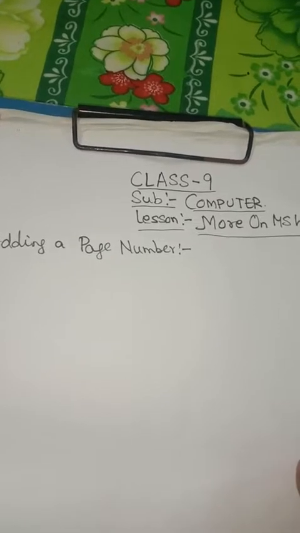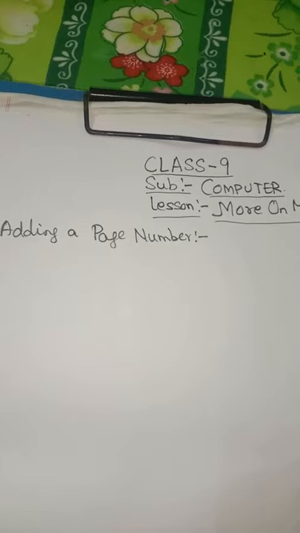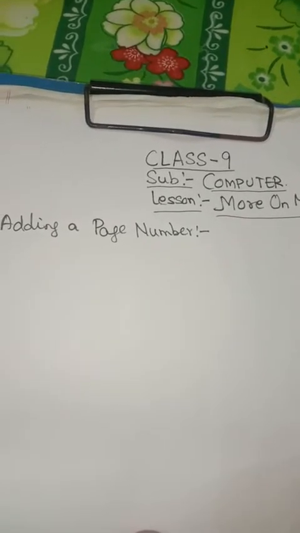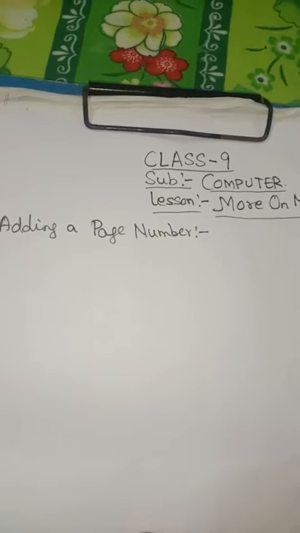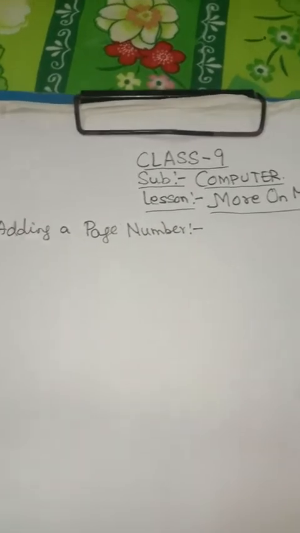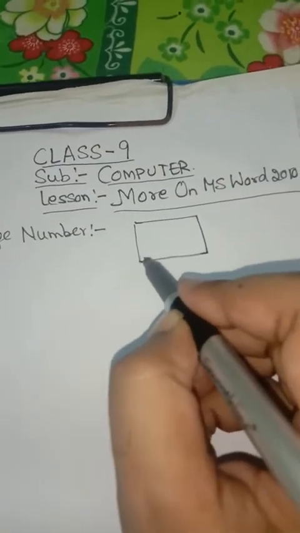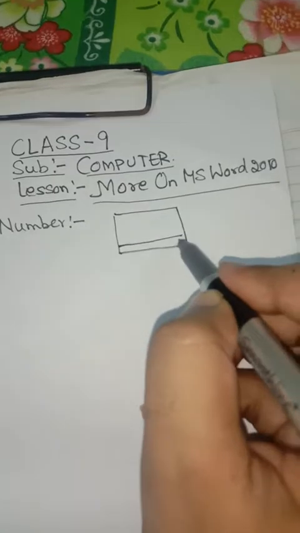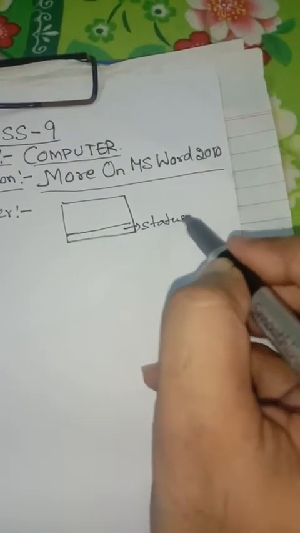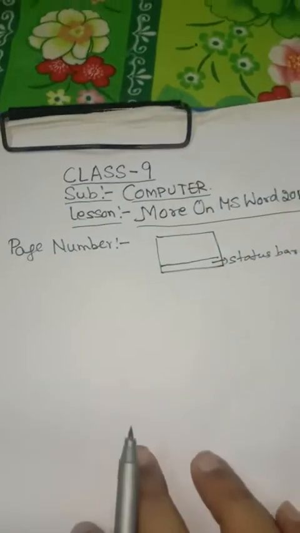So MS Word generally assigns the page number on the page of our document. By going to the status bar, we can see the number of pages in our document. The status bar is at the bottom of the window. Like suppose this is the window, and this is the status bar at the bottom of the window. Here we can see the number of pages automatically.